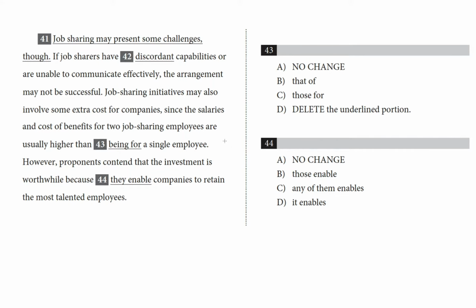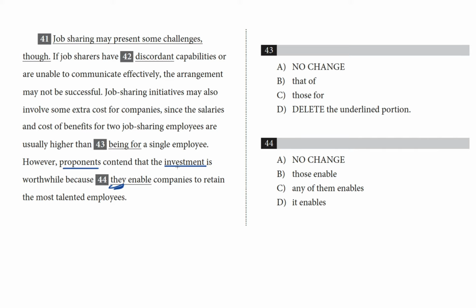If you want, pause the video now to attempt this question yourself. Alright, let's get to it. So, first things first, let's find the antecedent for the pronoun. What is the noun that this pronoun is logically referring to? Is it the proponents or is it the investment? What are the subject and main verb of this sentence? Proponents are contending. Okay, so far so good, but hold up. By using they, the underlined part is implying that the proponents are also doing the enabling, but that's not right. It is the investment that is worthwhile because the investment enables companies to retain the most talented employees.